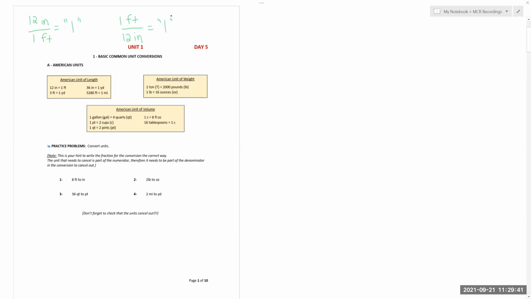So going down here, we have our weight, we have tons, pounds, and ounces. So I could say 1 pound is 16 ounces, which is the same as 16 ounces is 1 pound. Because when you physically go to weigh that object, it's still that same weight, no matter how you describe it. And then for volume, we've got gallons, quarts, cups, pints, tablespoons. All of those are in that box as well.